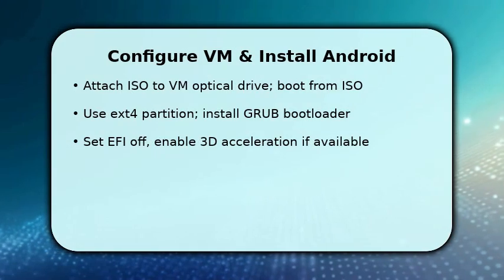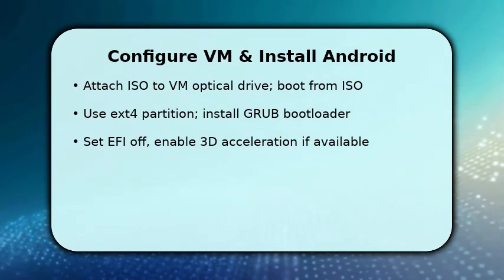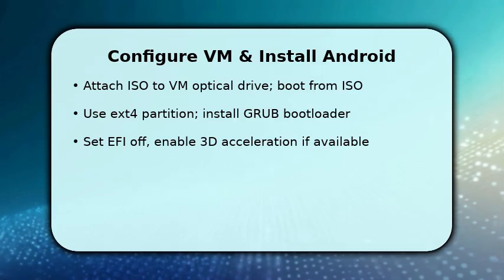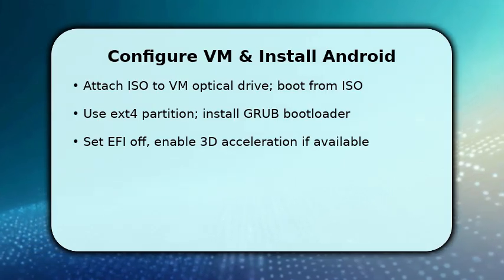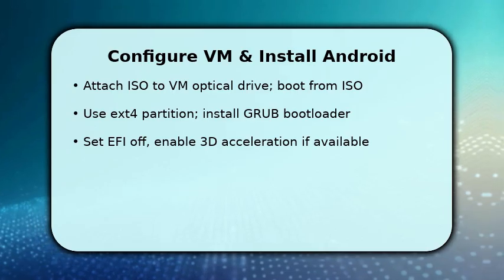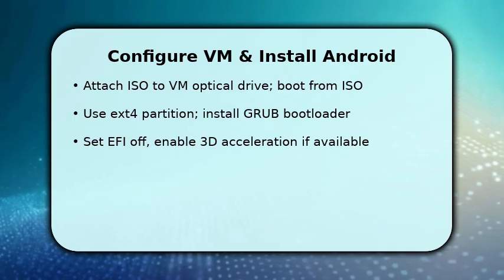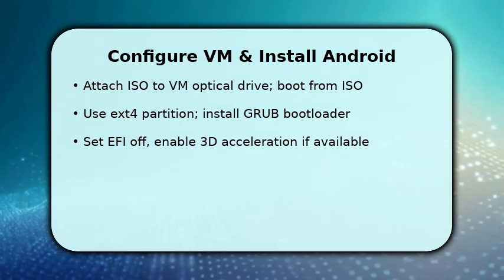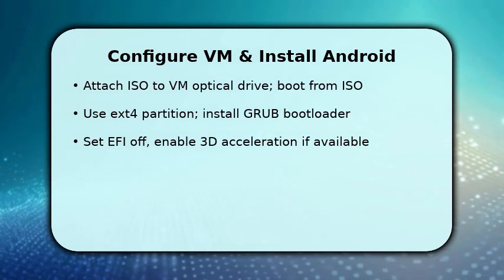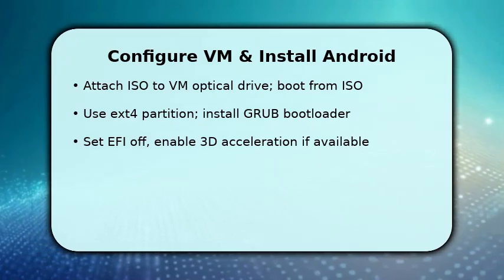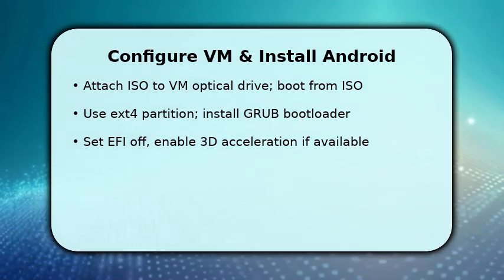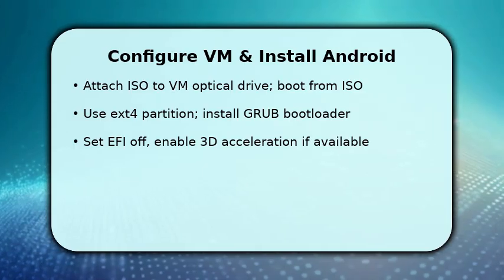Boot the VM from the Android x86 ISO and choose the installation option. You'll create an ext4 partition for system, format it, and install the system files. When prompted, install the grub bootloader so the VM can boot without the ISO, and choose to write changes to the disk. Make sure EFI is off for legacy support and enable 3D acceleration to improve graphics.